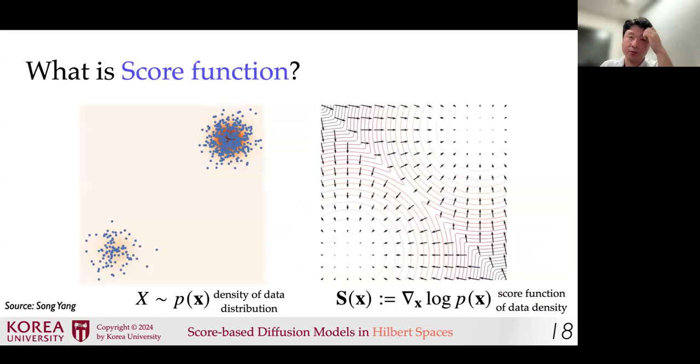Okay, so then what is the score function? The score function refers to a vector field, which is defined by the gradient of the log data density with respect to the variables. As you can see in this picture, the data is observed from a mixture of two Gaussian distributions. And when drawing the score function, we get a vector field towards the modes of the two Gaussian distributions. In other words, the score function flows towards the areas with higher density on the support when the distribution is defined.